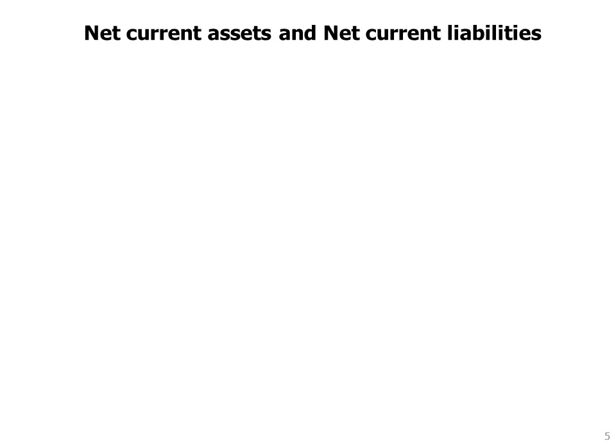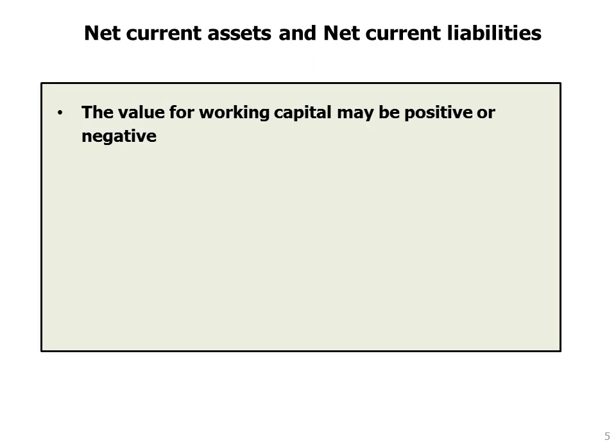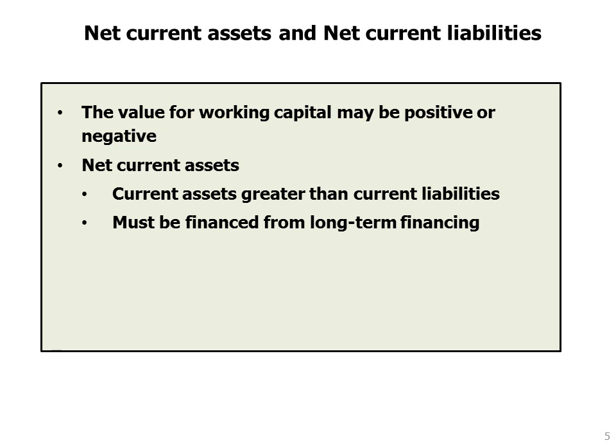Net current assets and net current liabilities. There is no reason why current assets should always be greater than current liabilities, and hence the value for working capital may be either positive or negative. When positive, working capital represents the portion of current assets which must be funded by long-term financing. Working capital can also be referred to as net current assets when this is the case.